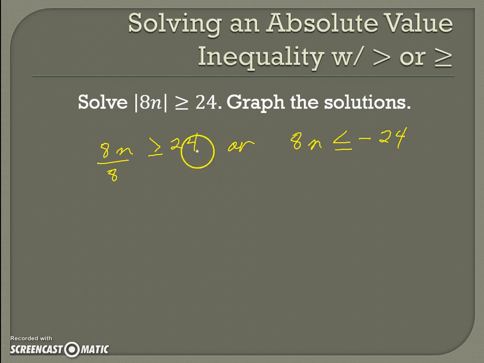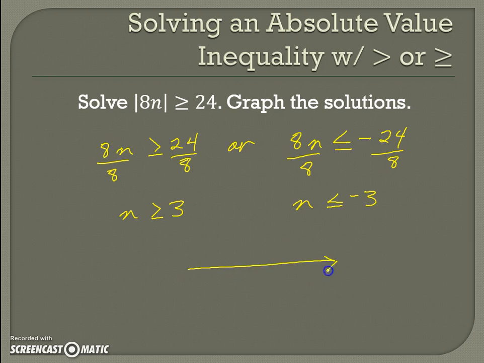So I divide by 8, divide by 8. n is greater than or equal to 3. Over here, divide by 8, divide by 8. n is less than or equal to negative 3. All right, so it says to graph the solutions. So I'd have 3, 0, negative 3. And this one is greater than or equal to. And then I put in this one, less than or equal to. And that's how that graphs.